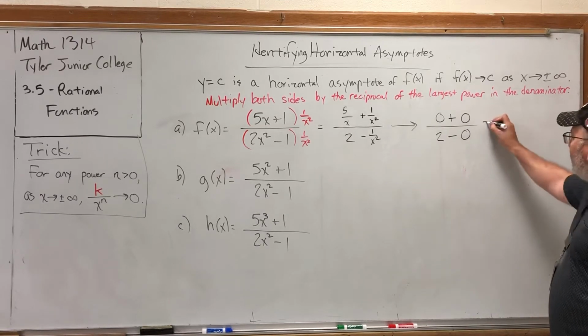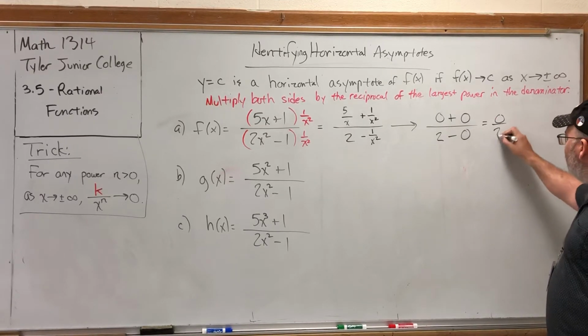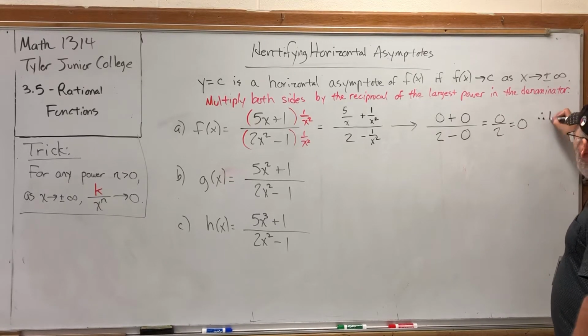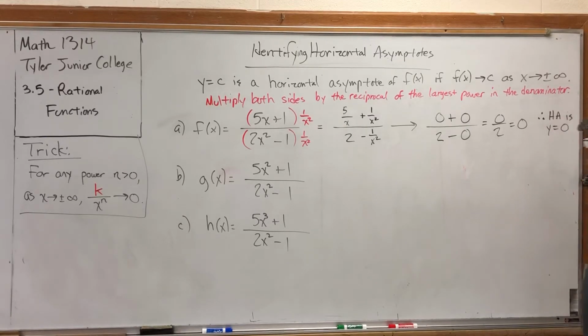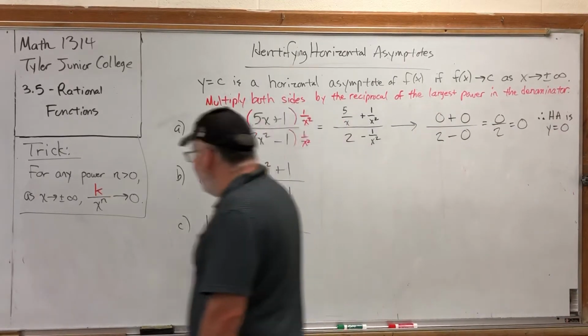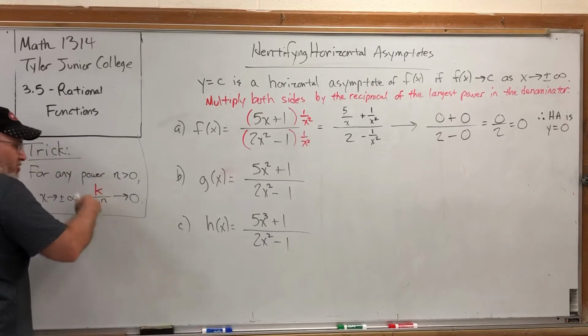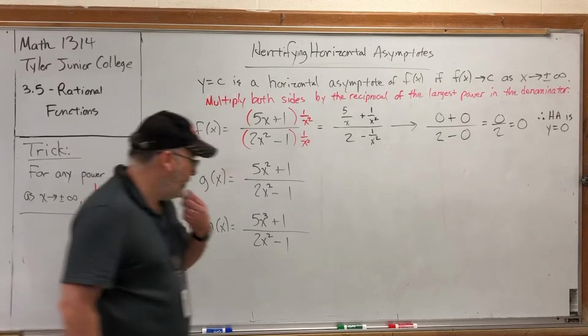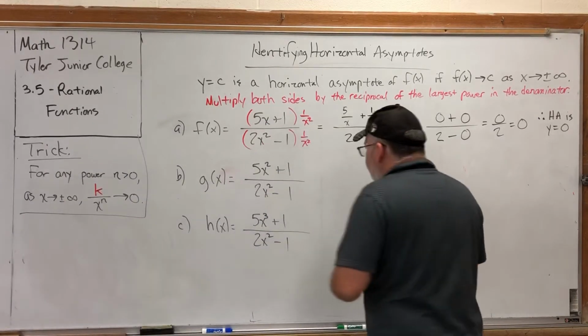So 0 plus 0 is 0, 2 minus 0 is 2, and therefore our horizontal asymptote is y equals 0. Remember, the horizontal asymptote is the value that the function approaches as x approaches infinity or negative infinity. And if we can trick out the function to get some fractions that look like this, they shrink down and collapse to 0. Let's try the second one.